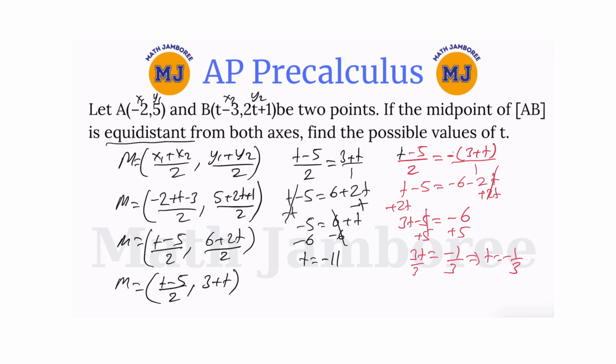Two possible values of t that make the midpoint equidistant from both the x-axis and the y-axis are t equals -11 and t equals -1/3. And that's how you solve it. Using the midpoint formula and the condition about the distance from the axes, we were able to find the two possible values for t.